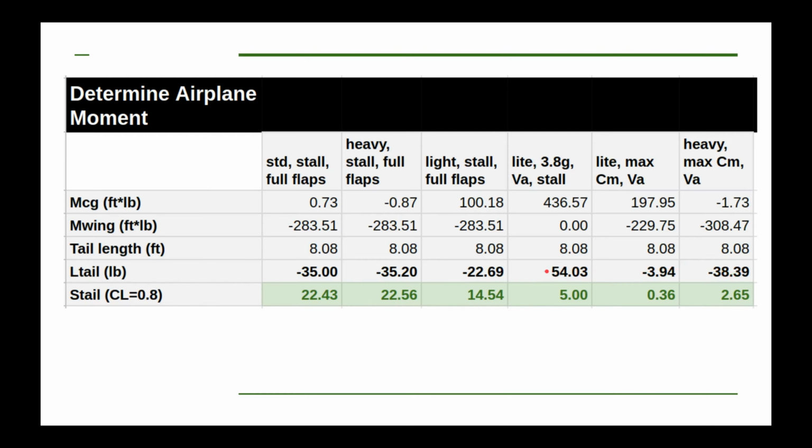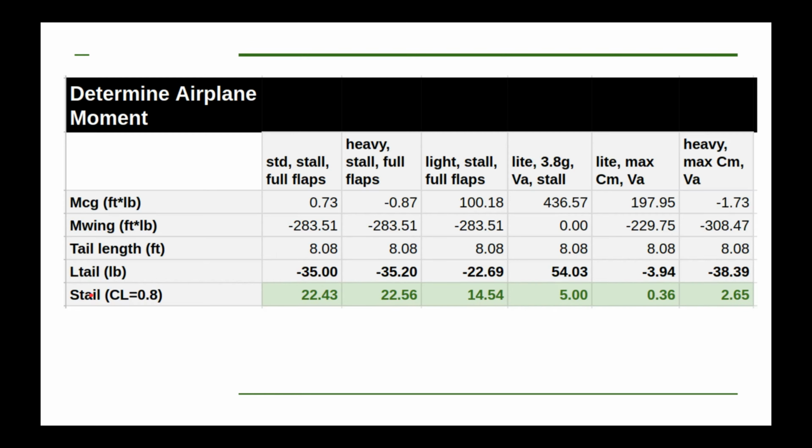We have this very interesting condition here where the tail's actually trying to push up. And we talked about that back on the CG design video, where we have a light pilot and that pushed our CG back much closer to our neutral point. And then we have these other conditions here. Our stall condition is pretty much the same for both our standard pilot and our heavy pilot. But that's because the wing moment dominates over the CG. There's almost no CG moment, but there's plenty of wing moment, and we have 35 pounds of downforce.